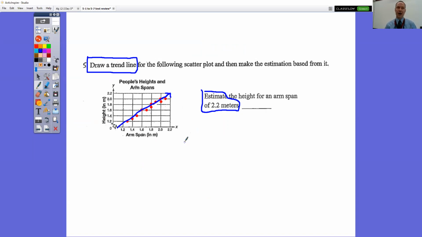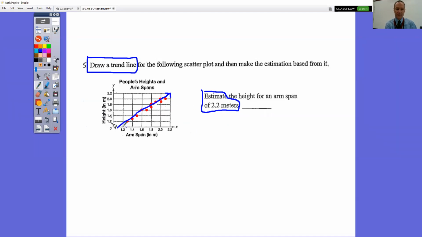It doesn't have to touch every single point. When you do a scatter plot, you do not connect the dots. So it's not like a zigzag type thing. It would be a straight line, if I could draw straight with the mouse, right up through the middle of the points, about half above, about half below.